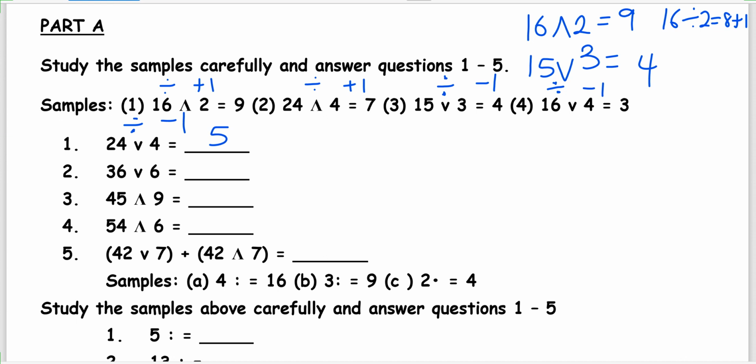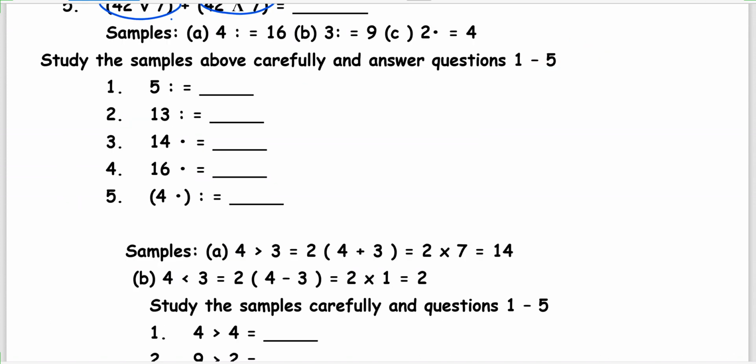So you use that same knowledge to do number 1 to 5. Number 5 is very simple. You do the first one, you get an answer. Then you do this other part, you get the answer. You now add it together to get the final answer. So that is what you do for number 1 to number 5.